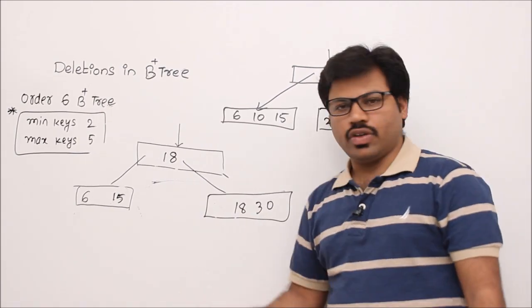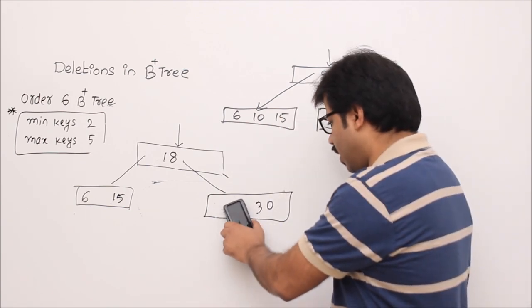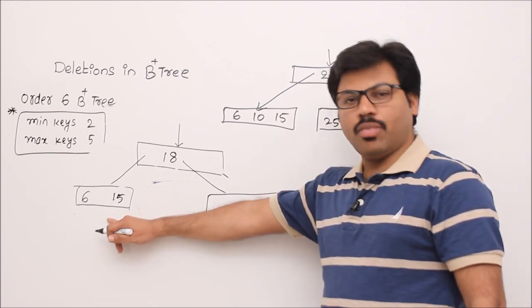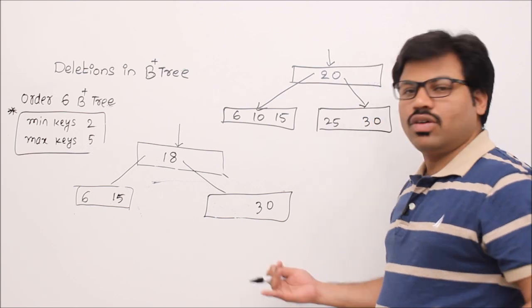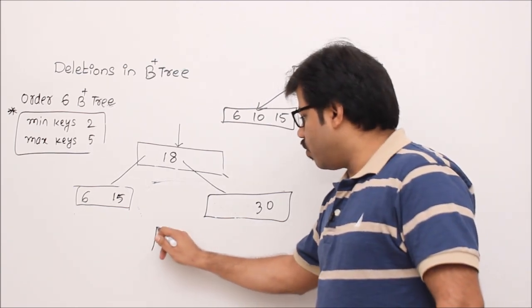Now same story. Let me delete 18 this time. If I delete 18, again you violate the minimum keys condition. I can't take the borrow. The problem is that even that node is suffering from the same. Then go for merging. If I merge, then what is the idea? So it will be like this.